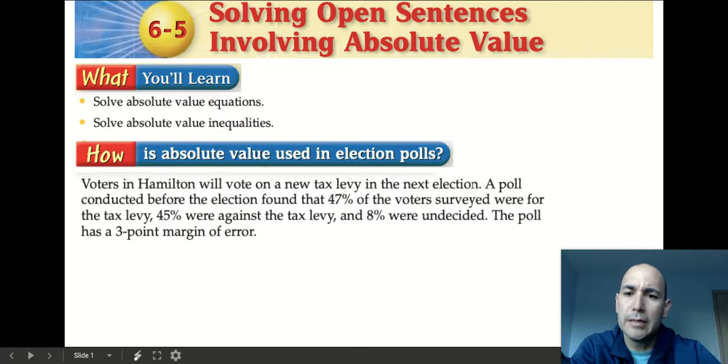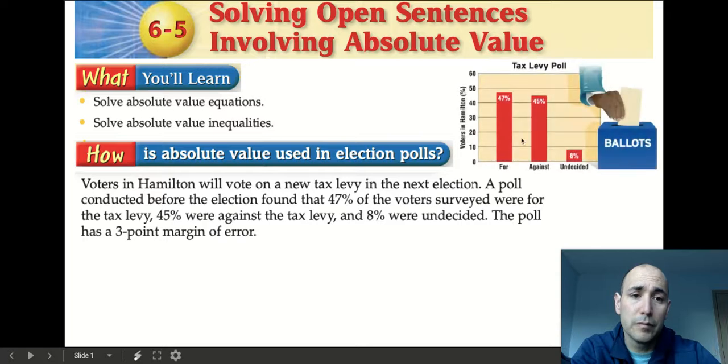Voters in Hamilton will vote on a new tax levy in the new election. A poll conducted before the election found that 47% of voters surveyed were for the tax levy, 45% were against the tax levy, and 8% were undecided. The poll has a 3-point margin of error. So here's a graph of that data.